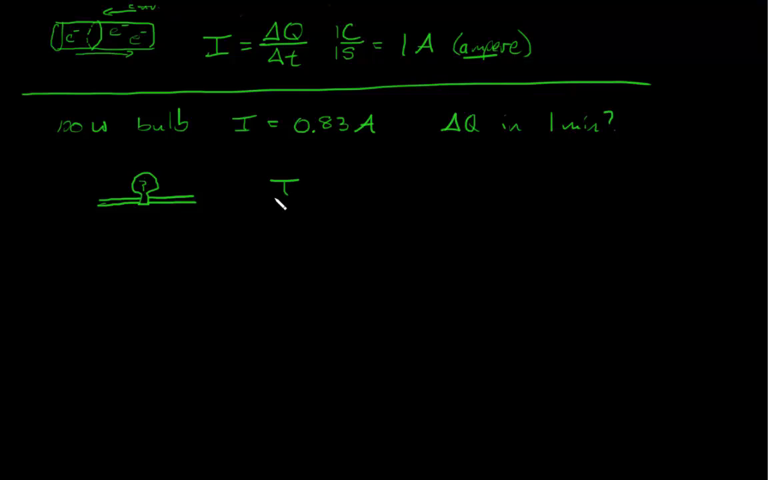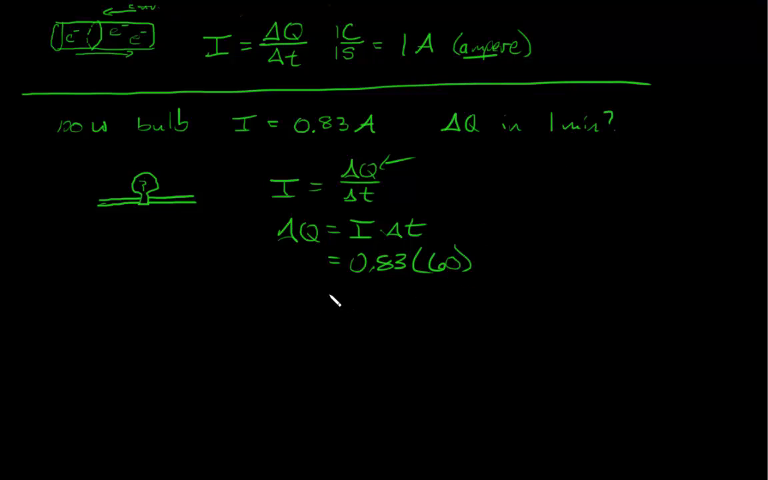Well, we start with our current definition, which is the charge over time. And we can just rearrange this. I want to solve for charge, so we multiply on the other side. So my charge is going to be the current times the change in time. So we get 0.83 times the change in time, which was 1 minute, but we don't put 1 because it's in minutes. We put 60 seconds. And that would give me my charge, which would be, I think, 50 coulombs, since it's charge.